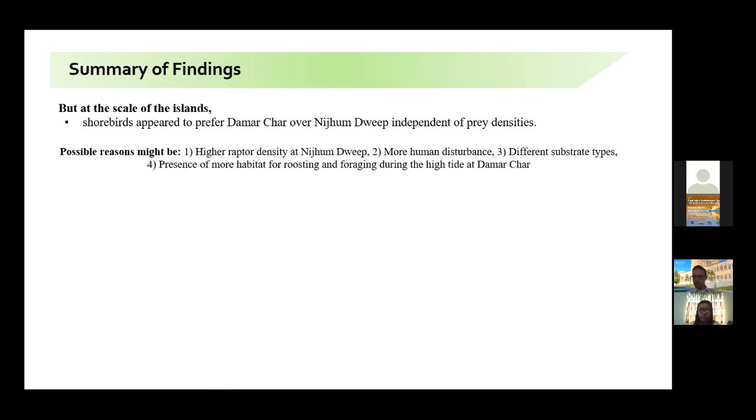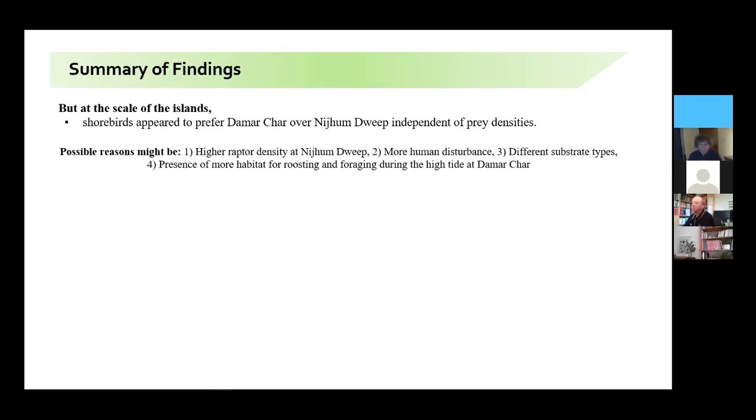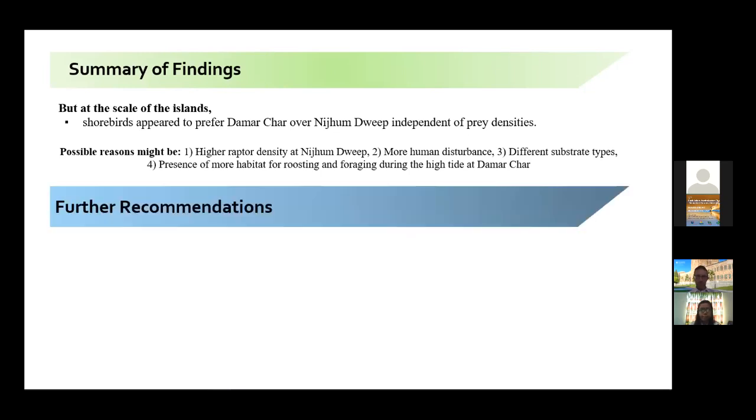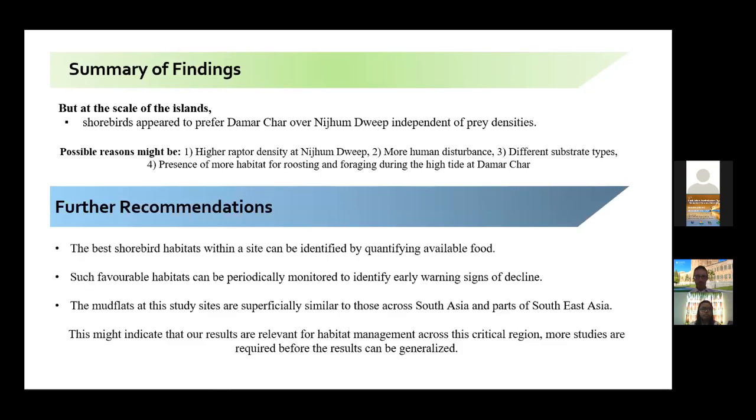And another reason can be the presence of more habitat for roosting and foraging ground during the low tide and high tide period at Domature compared to Nejomdir, which made it more favorable to these species. So what are the further recommendations we can make from this study?